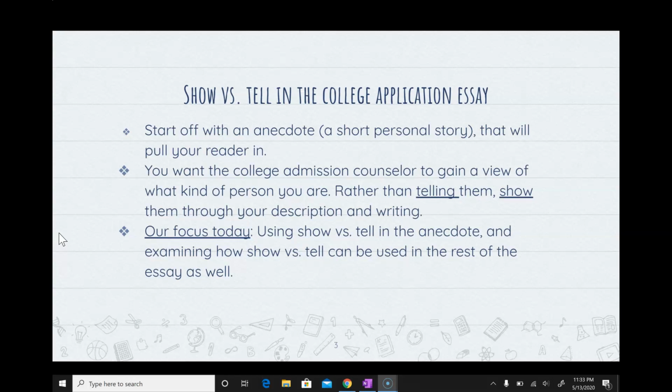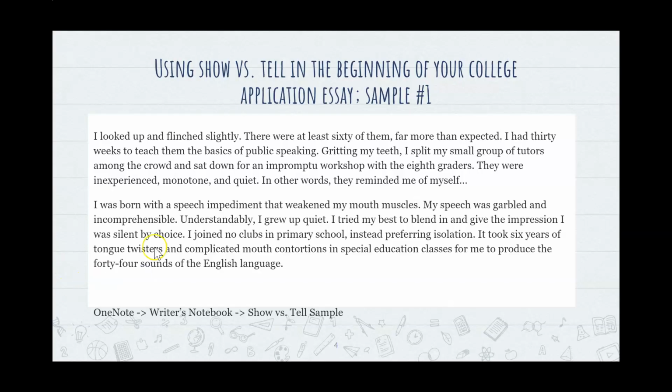Our game plan is that on the next slide, I am going to be going through the first 2 paragraphs of a sample essay that you will be reading in its entirety during class today. And we'll be looking at those first 2 paragraphs to see how our author weaves together that show versus tell element. Okay, so let me click here.